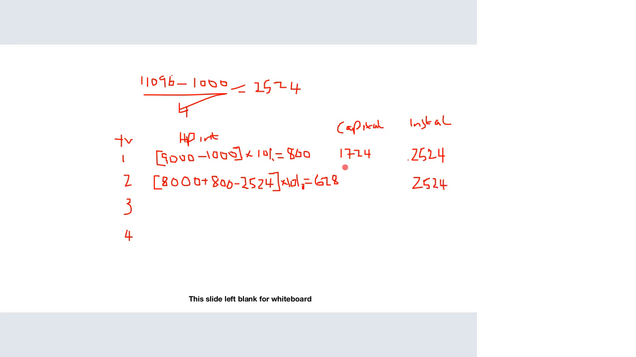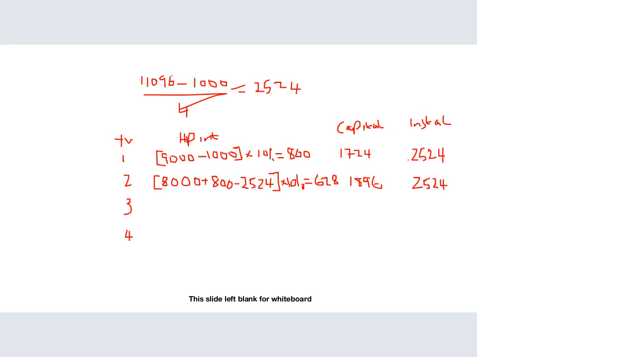So what will be our capital? Now you subtract 628 from 2524. That gives 1896. So maybe we can do the one for year 3, and then I let you do the one for year 4.